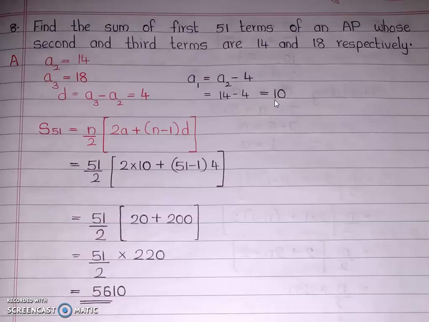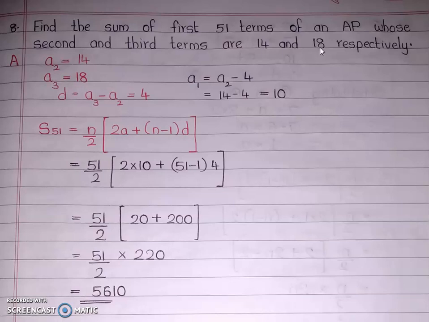You got first term, number of terms, common difference. So which formula will you use? Sn is equal to n by 2 into 2a plus n minus 1 into d. That is the equation which you use here to find the sum of first 51 terms.